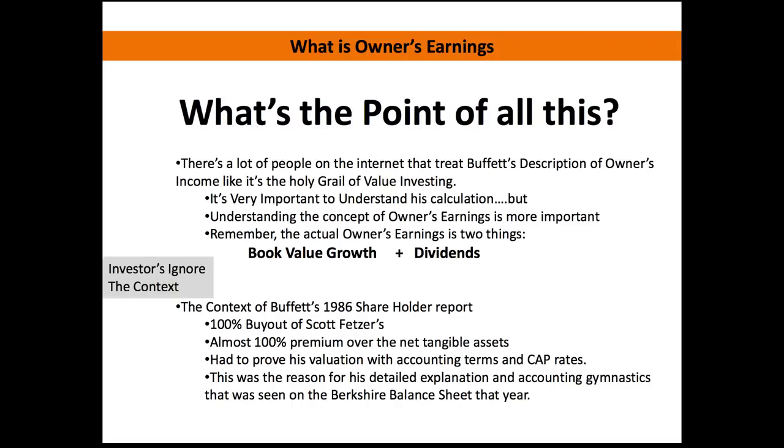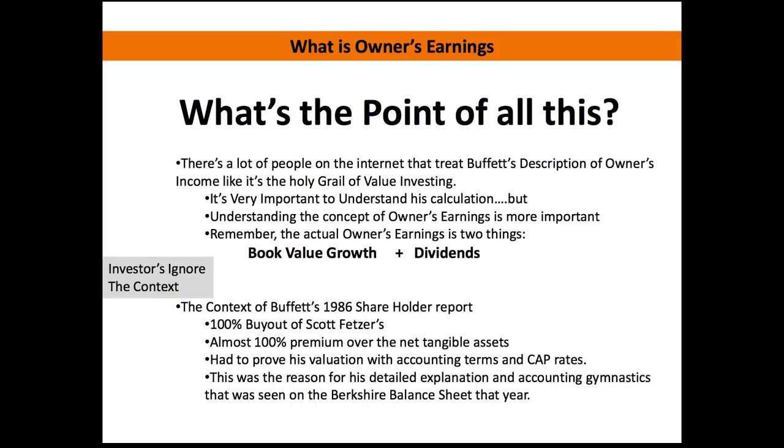So in order to buy this company, he had to prove his valuation with accounting terms and cap rates when he came up with what he thought the book value of the company was and how much their earnings were. Then he had to take a capitalization rate on top of that. And when he's doing this, he had to explain to his shareholders in 1986 why he was paying such an enormous premium for this company. And so this was really the reason for his detailed explanation. He had to explain the accounting gymnastics that took place as he conducted that acquisition of that business.